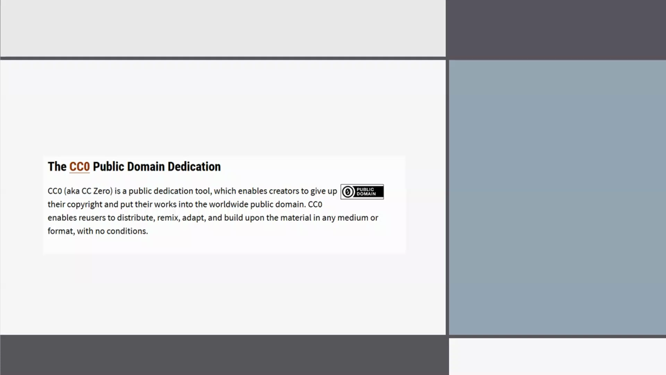This one's the most open of all in that it allows you to sort of give up any restriction that you might have had on the original. You don't have to be cited. It's put in the public domain. People can adapt it and do whatever they want to it with no conditions. So it's completely open for anyone to use in any way they wish.